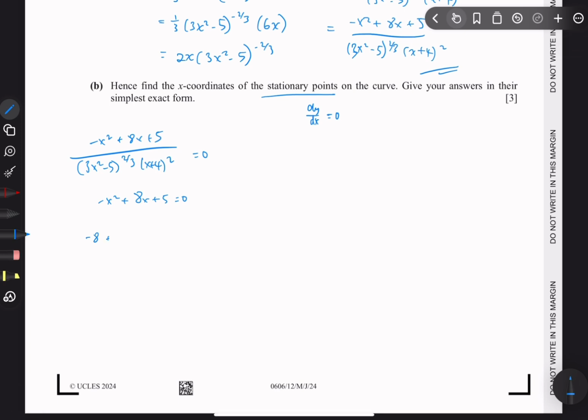And now you can use the quadratic equation. And if you type it into the calculator, this is the answer you should be getting.